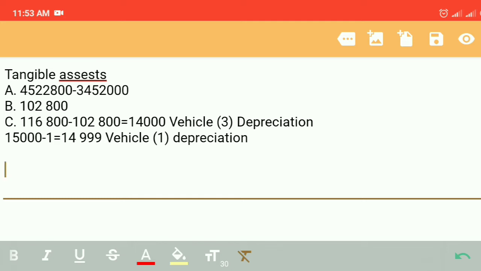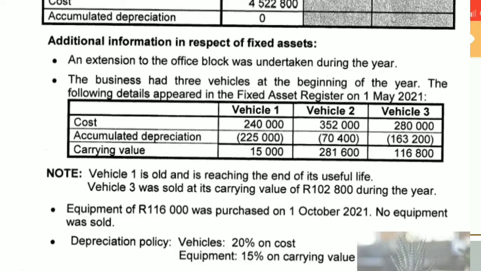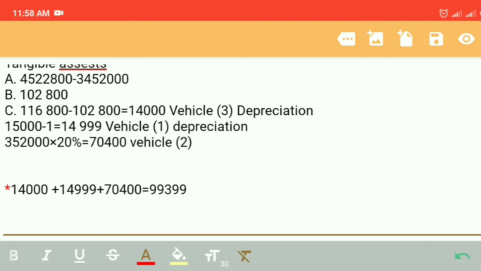And now we are going to vehicle 2. On vehicle 2, I did it a long way, but you can easily check the accumulated depreciation, which is 70,400, then put it there as an answer. But I just did it the long way to get a lot of marks. I just say 352,000 multiplied by 20%. The 20% is a vehicle on cost. As you can see here, depreciation policy, vehicle 20% on cost. So I did there and said 20%. Then I got the answer 70,400.